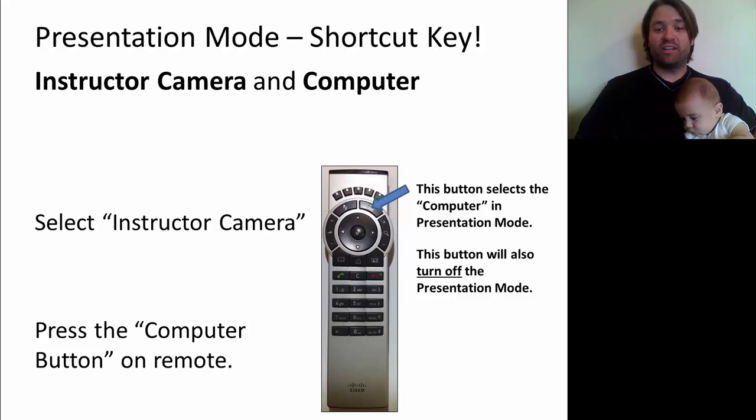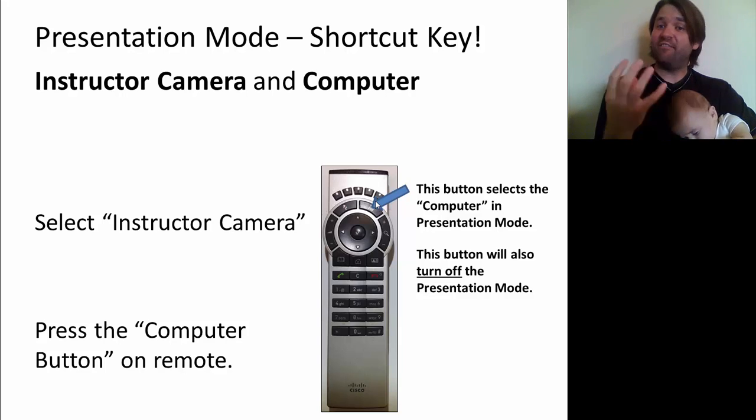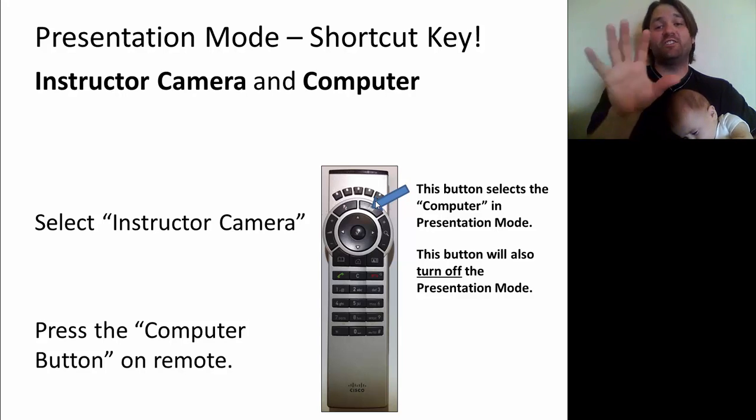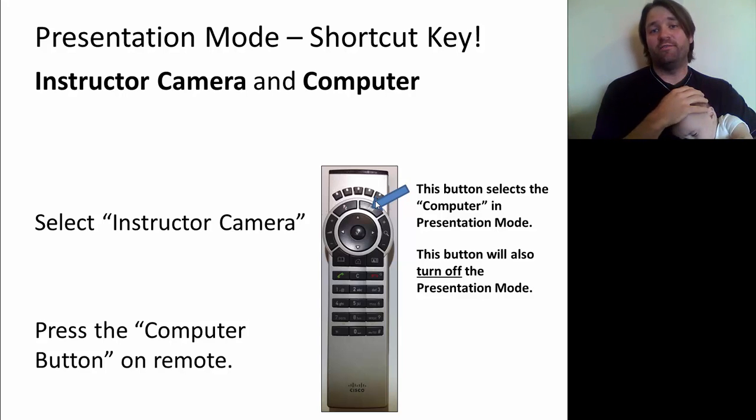Now, here's a cool shortcut button. There's a button right here on the remote that has a little computer on it. This is a button that automatically selects the computer in presentation mode. And it'll also turn off presentation mode if it's currently on. So this is kind of a nice thing if you use a lot of PowerPoints or if you use the computer a lot. This is a button that you can just press and it'll automatically do what you want it to do. So the key is to have the instructor camera on. When you press this button, it should turn on the computer in the near end, and it should leave the instructor and then turn on the computer in the far end. So this is a nice kind of shortcut.